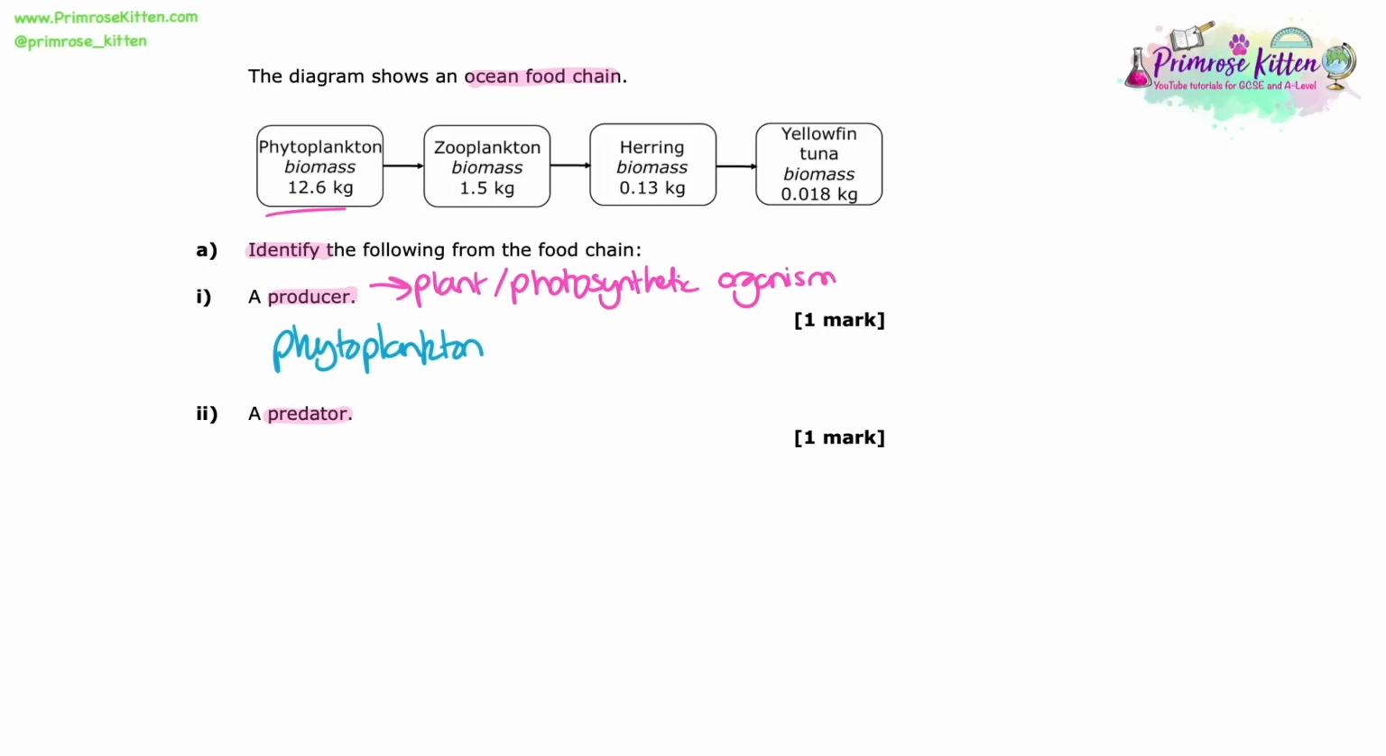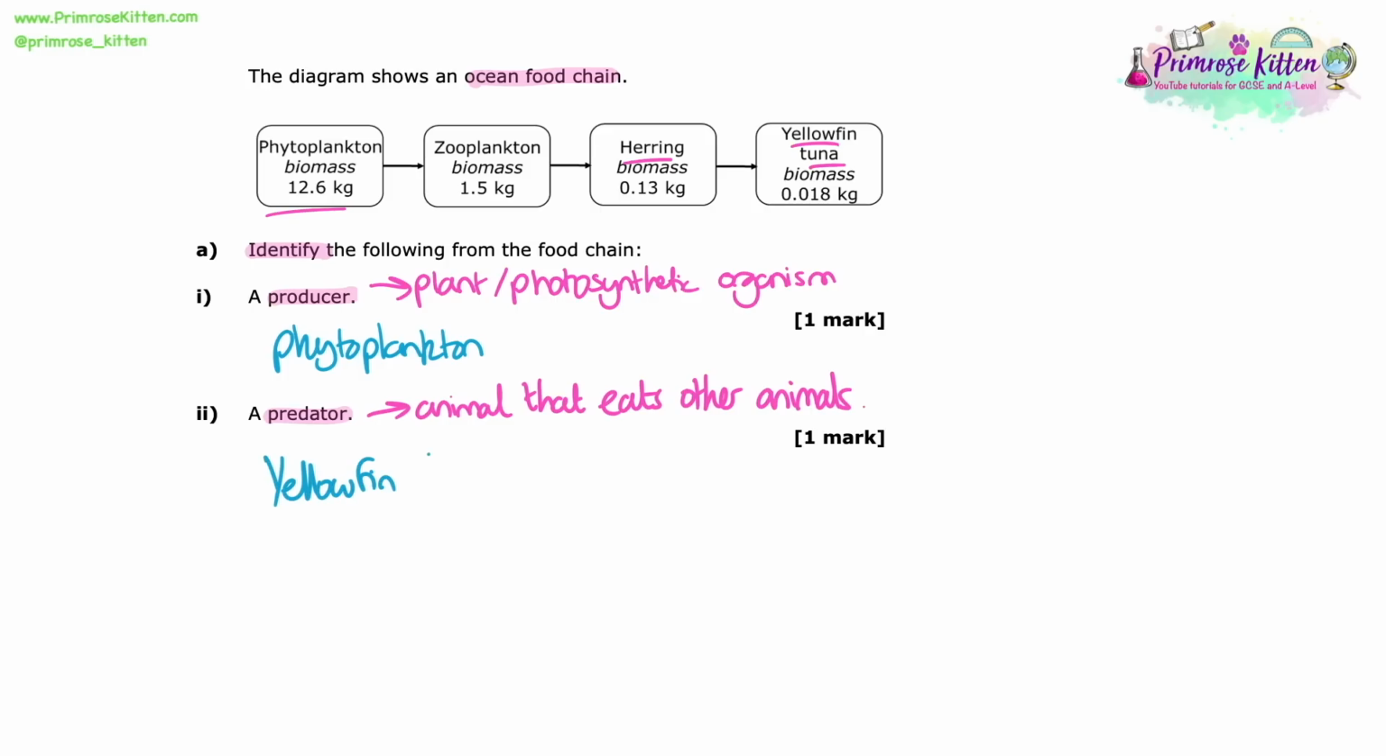Then it wants a predator. So again, the definition of a predator is an animal that catches and eats other animals. So the only real options for that here are the herring, which can catch and eat the zooplankton, or the yellowfin tuna, which catch and eat the herring. So clearly we need to pick one of those two, so I'm going to go for the yellowfin tuna.